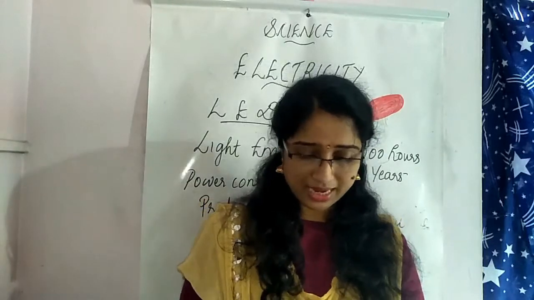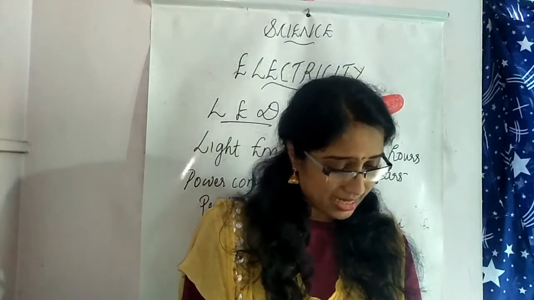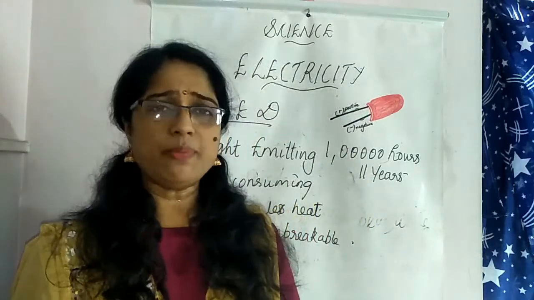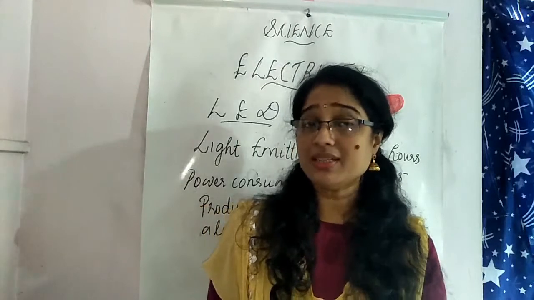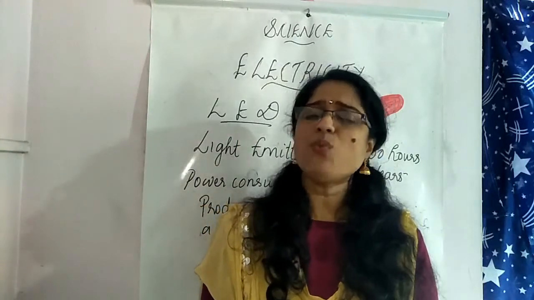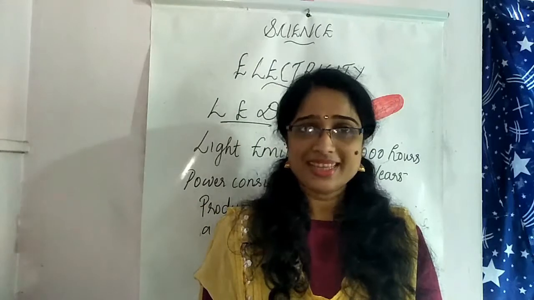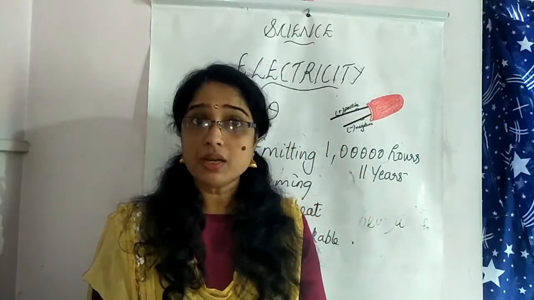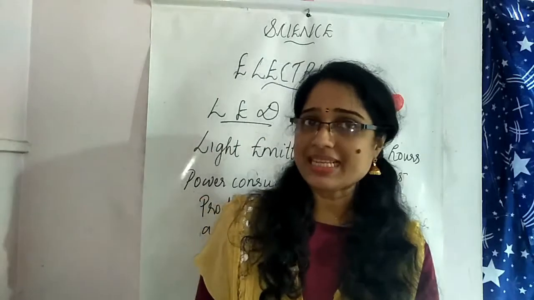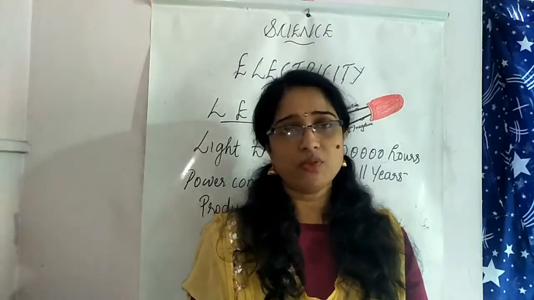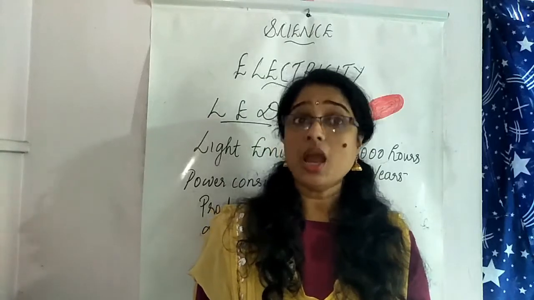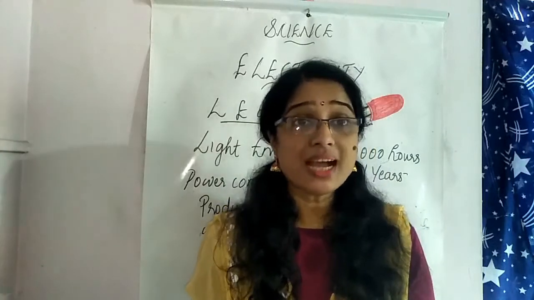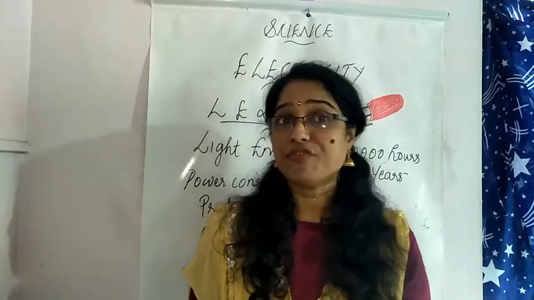Next we can move on to the question answers. Why is tungsten used as a filament in a bulb? Who can tell me the answer? Why are we using tungsten? So many other metals are there. Yes. Tungsten is used as a filament in the bulb because it melts at a very high temperature. It is because of that we are using tungsten as the filament.